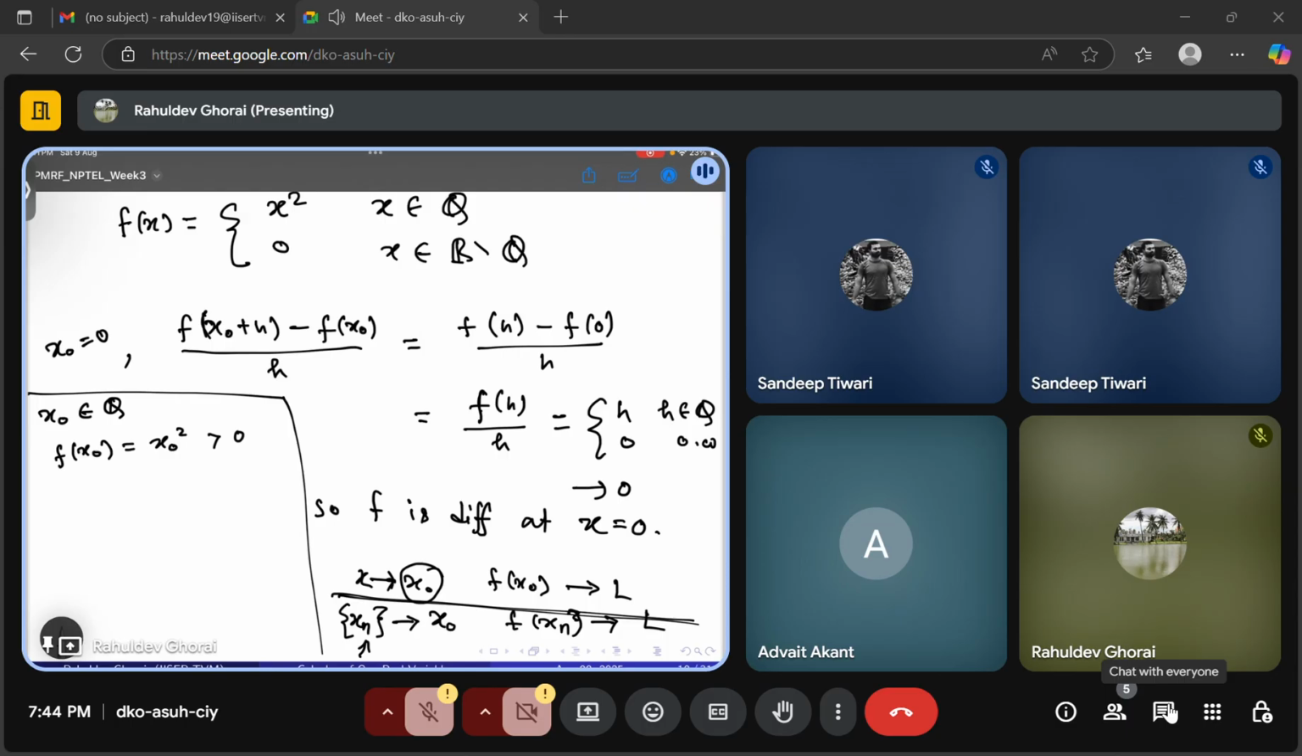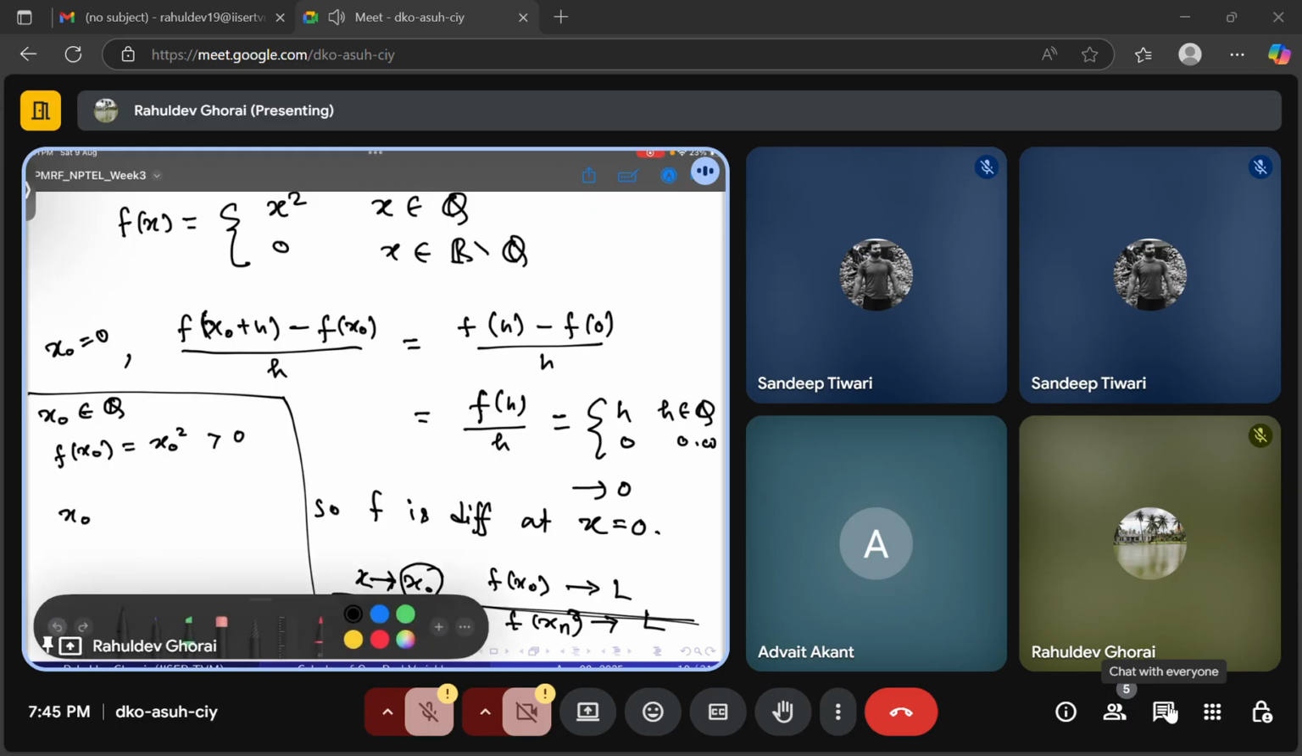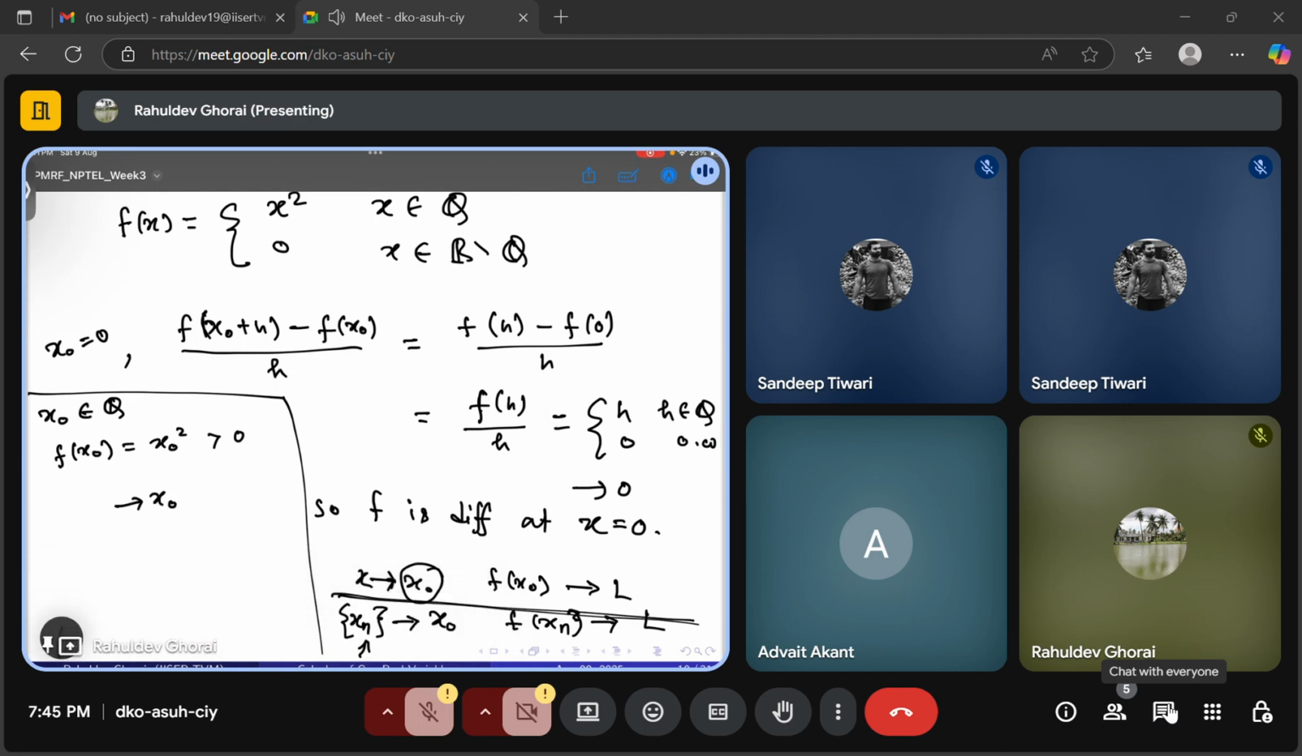You understand this limiting and this sequential criteria? This is called sequential criteria. So whatever you said, that only we will be using, very precisely. So x naught belongs to the rational numbers, right? Now construct a sequence of irrational numbers which converges to x naught. Can you give now one sequence which converges to x naught? A sequence of irrational numbers.